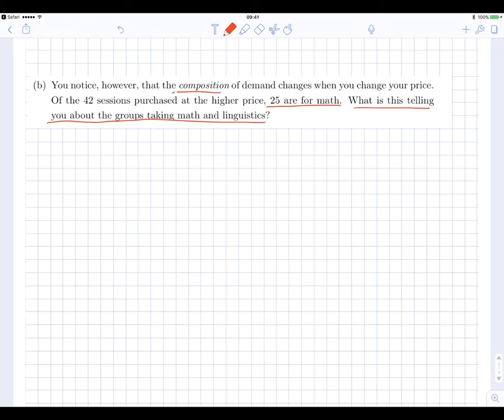This is an important key lesson to take away: when you have math sessions and linguistic sessions, you could see them as two separate products. Instead of observing a total market for tuition, you could dissect it into markets for linguistic and markets for maths.